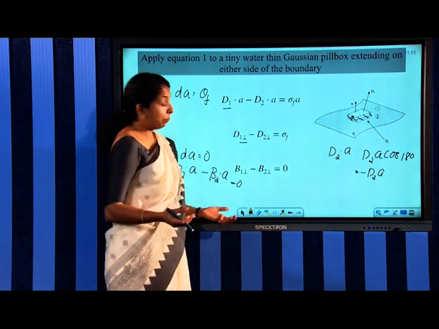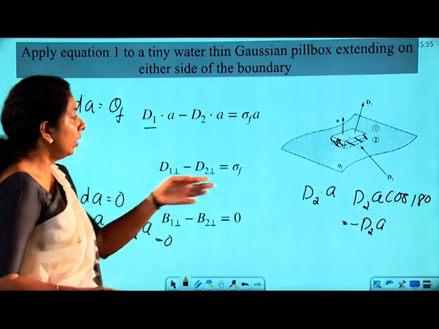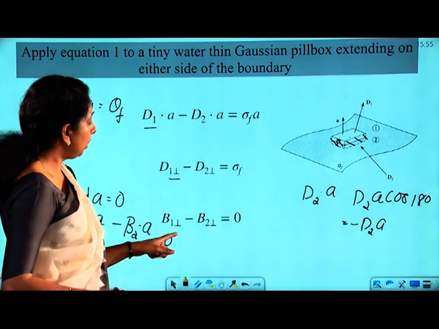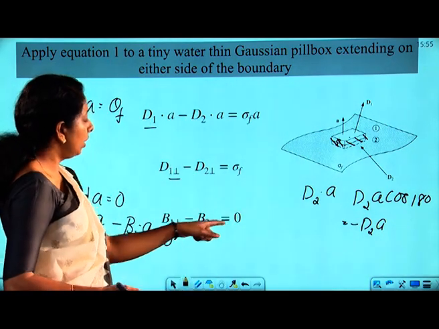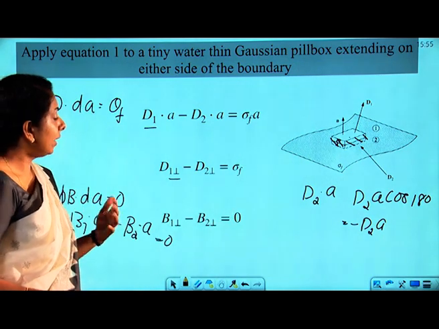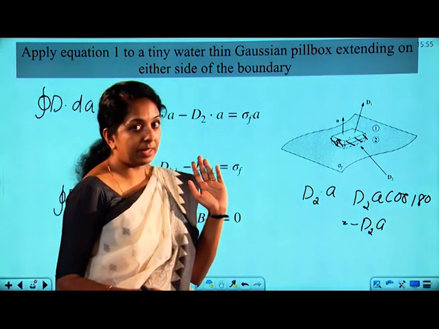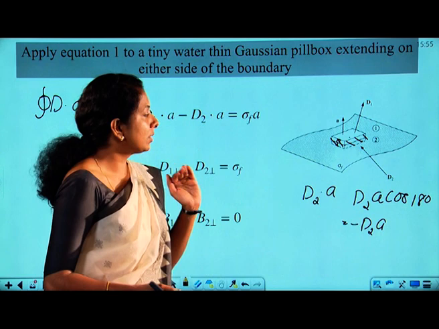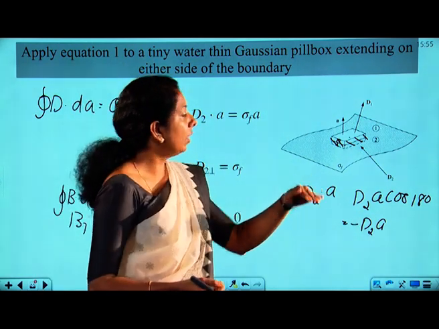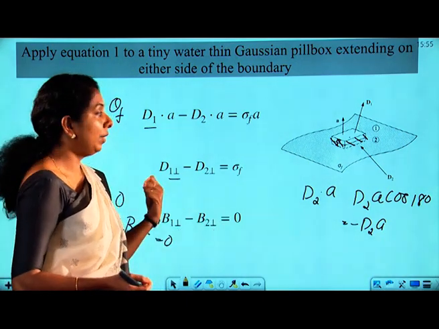So, we have chosen the component of magnetic field along the direction of area, one in medium 1 and the other one in medium 2. So, B1 perpendicular minus B2 perpendicular is equal to 0. Here A is common. So, we can see that the perpendicular component of electric field suffers a discontinuity when it crosses a plane sheet having surface charge density sigma, but nothing happens to the component of magnetic field.